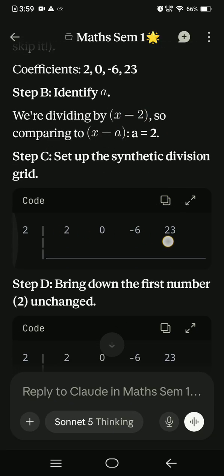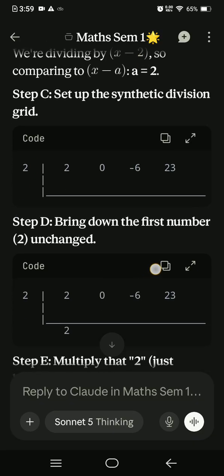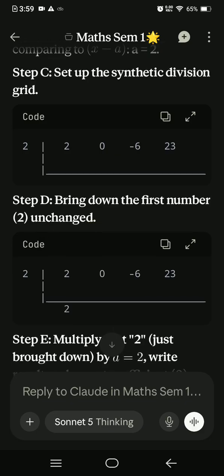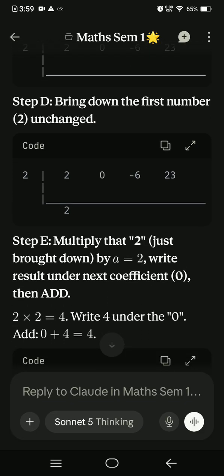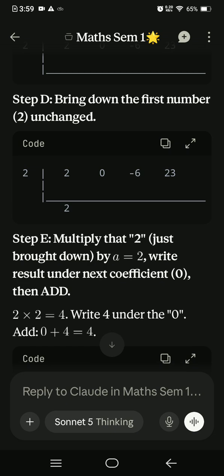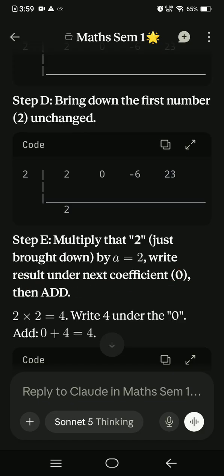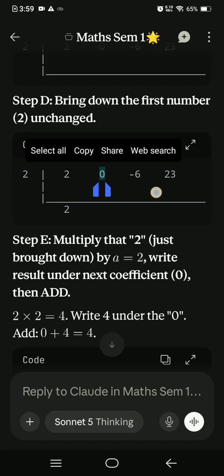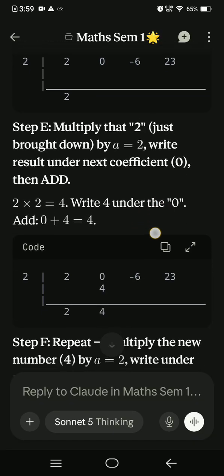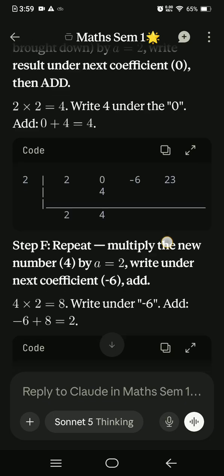Now the setup: here are all the coefficients from the dividend polynomial, and this is the divisor's a. Now bring down the first number, 2, unchanged. Now multiply that 2 just brought down by a, which is 2. Write the result under the next coefficient, 0, then add. So 2 2s are 4, which goes here. Then add with 0: 0 plus 4 is 4.